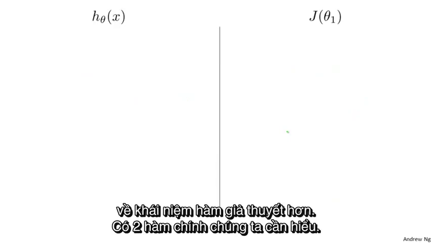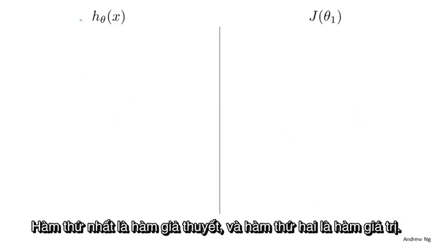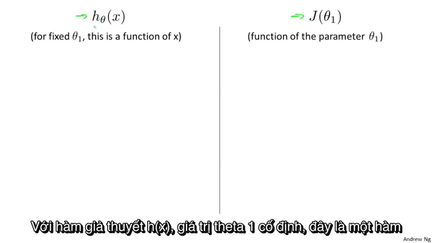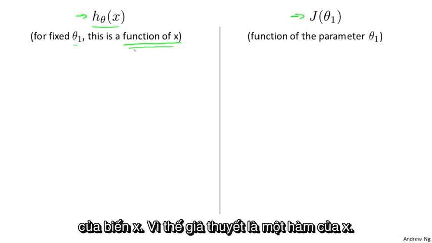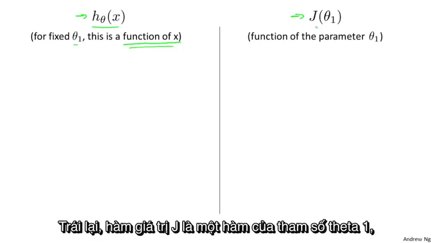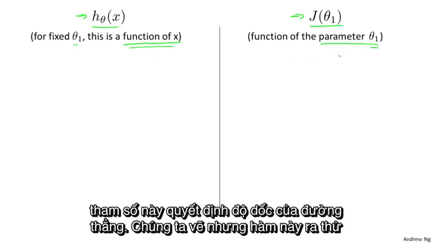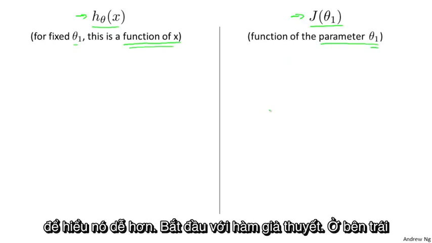It turns out there are two key functions we want to understand. The first is the hypothesis function, and the second is the cost function. So notice that the hypothesis h of x, for a fixed value of theta 1, is a function of x. So the hypothesis is a function of the size of the house x. In contrast, the cost function J is a function of the parameter theta 1, which controls the slope of your straight line. Let's plot these functions and try to understand them both better.